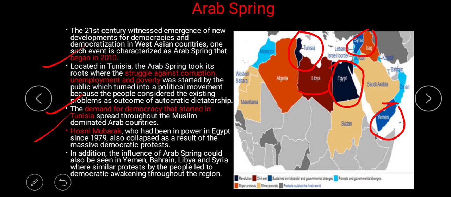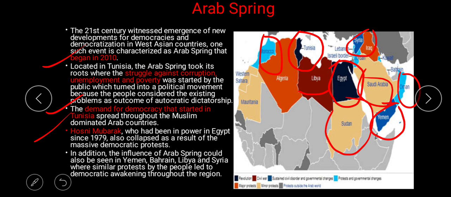Then there were similar protests by the people. Here are some of the examples given. But it is not that other countries were not influenced by the Arab Spring. Yes, it was there even in Morocco, here you can see. Then Sudan is there, Saudi Arabia is there, Oman is there. So almost all the countries that are colored here were influenced by this Arab Spring.